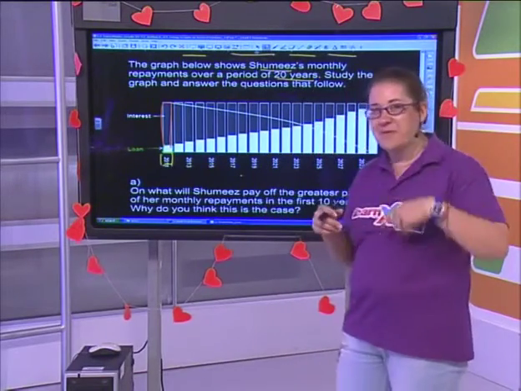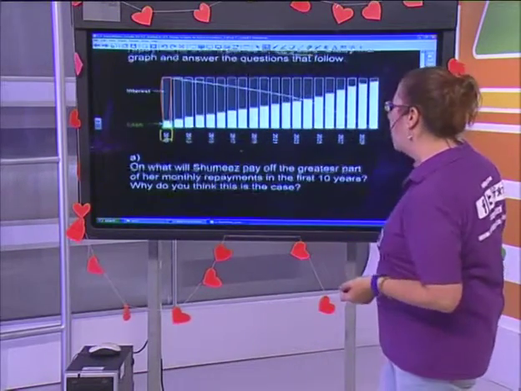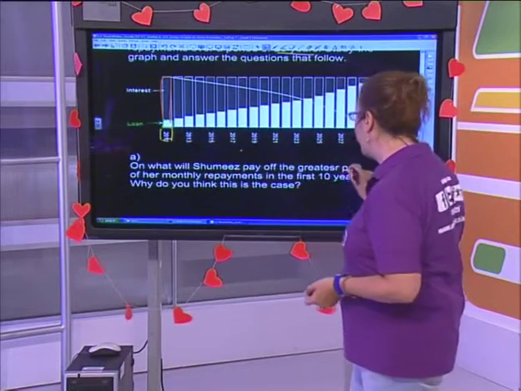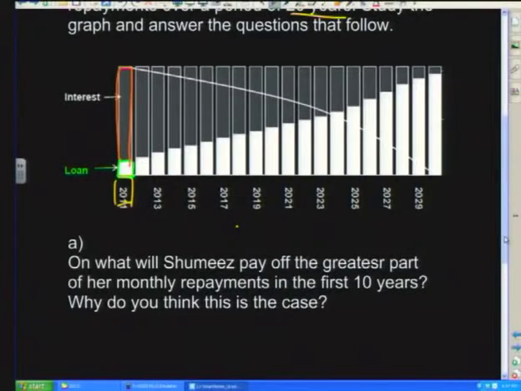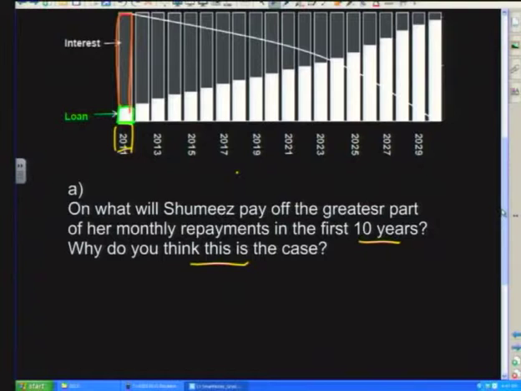Okay, let's carry on with our question though. On what will Shamiza pay off the greatest part of her monthly repayments in the first 10 years? And why do you think this is the case? So, first 10 years, we said she is paying more interest. That is what she's paying. I can't spell today.